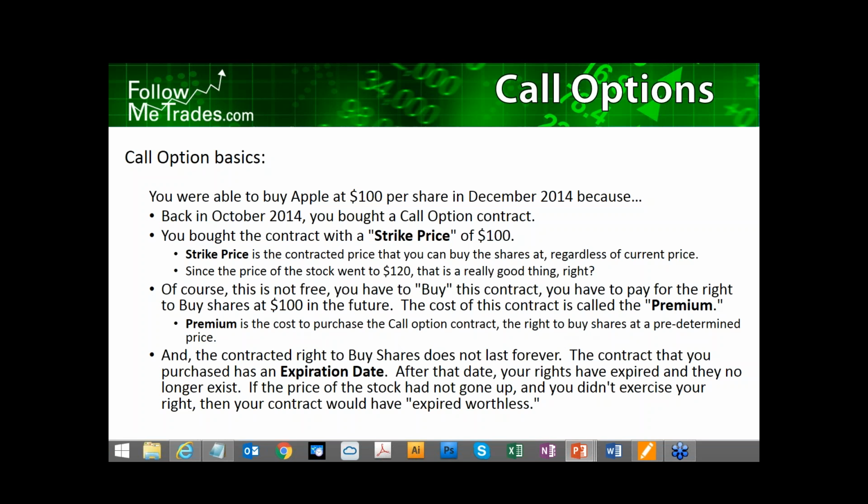And that right does not last forever. It has an expiration date, and after that date, you don't have the rights anymore. They have expired and no longer exist. If the price of the stock had not gone up, and if you didn't exercise your right, then your contract would have expired worthless. It would be worth $0 at the end of that time.